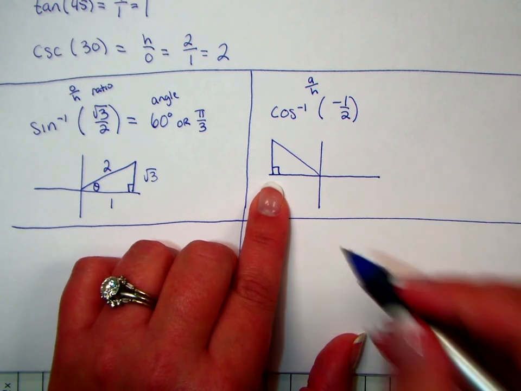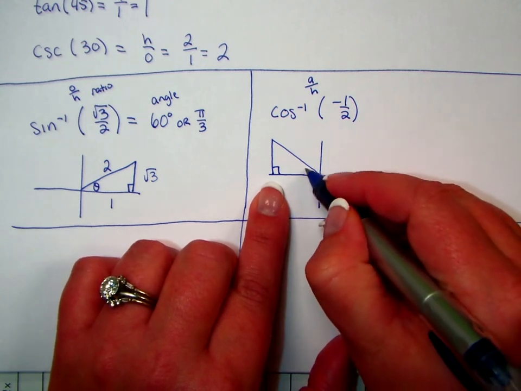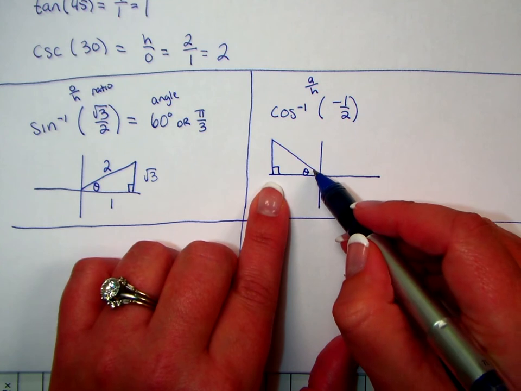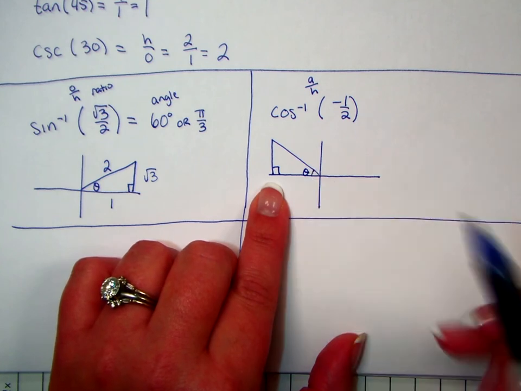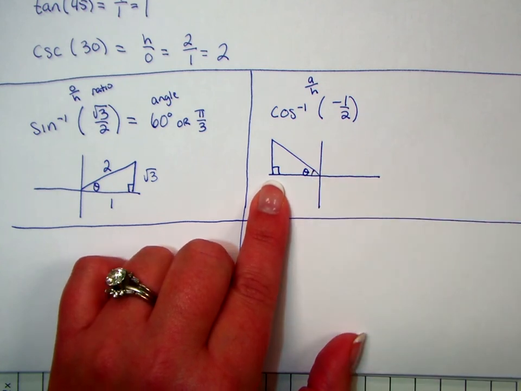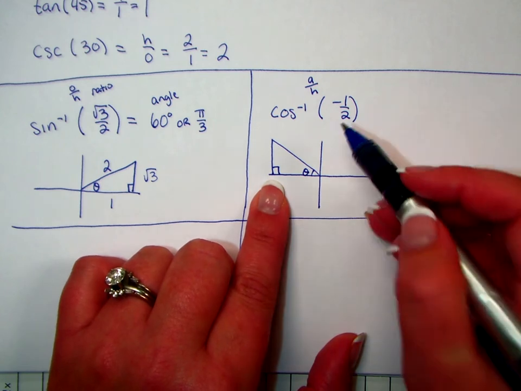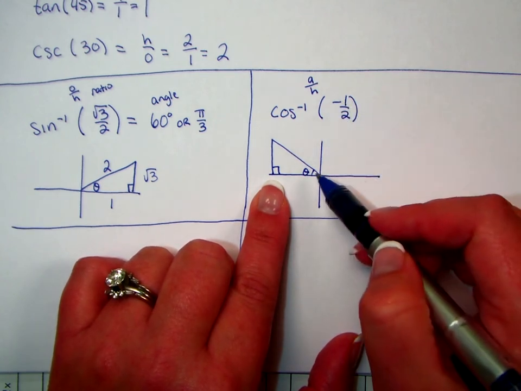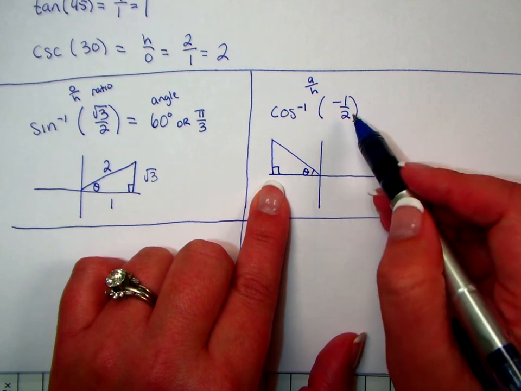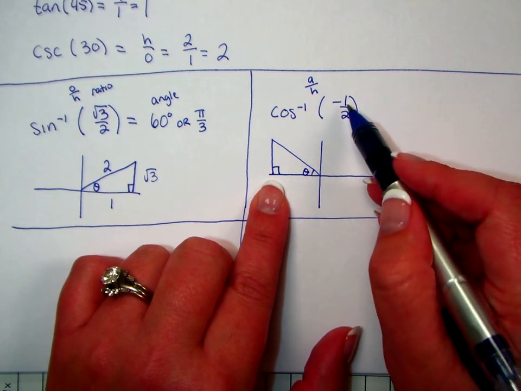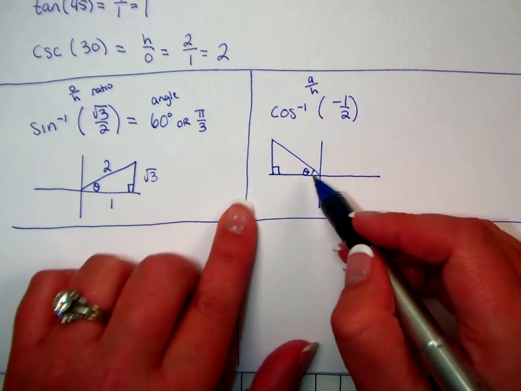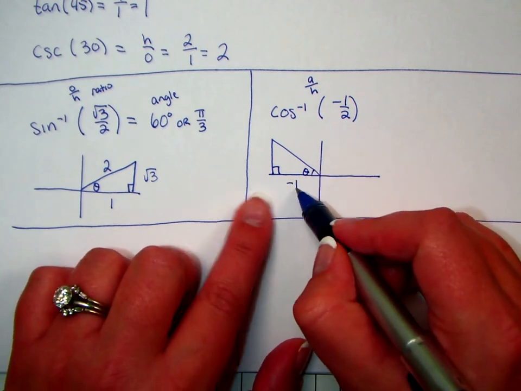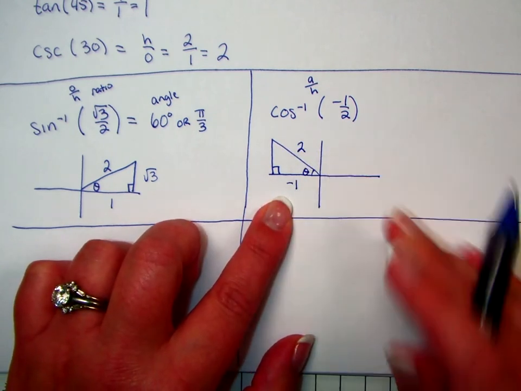Right? So here, the angle is the reference angle. We're always going to reference the angle between the x-axis and the hypotenuse there. That's what we're looking for. So I know this is the ratio for this little angle here. Right, so I'm going to label the adjacent side -1 and the hypotenuse 2. So adjacent to theta is -1 and the hypotenuse is 2.